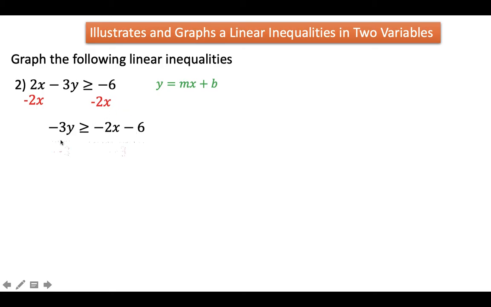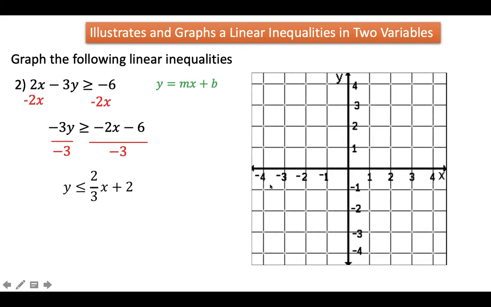Then finally, divide both sides by negative 3 so that y will be isolated. Then write down negative 2 divided by negative 3, that is 2/3. Write down x. Negative 6 divided by negative 3 is positive 2. Now notice that our inequality from more than or equal was changed into less than or equal. It is only done if we are dividing by a negative number. If it is positive, we will just copy it. So after transforming our given into slope-intercept form, we need an xy plane for us to graph these inequalities.